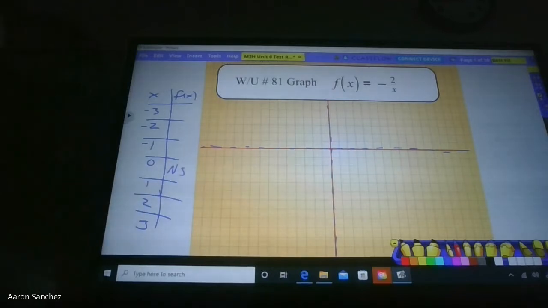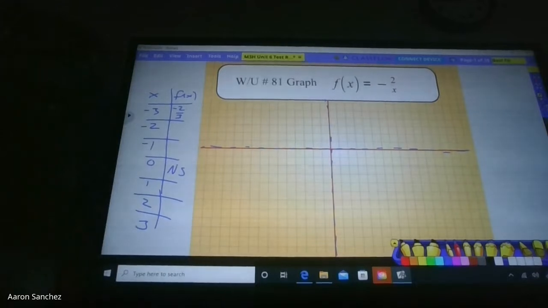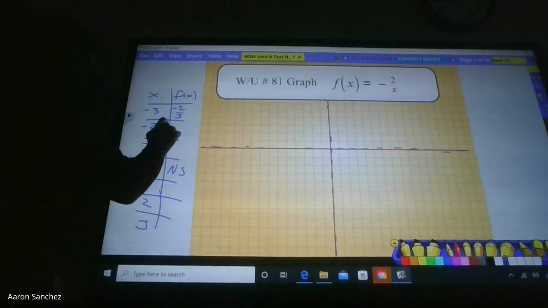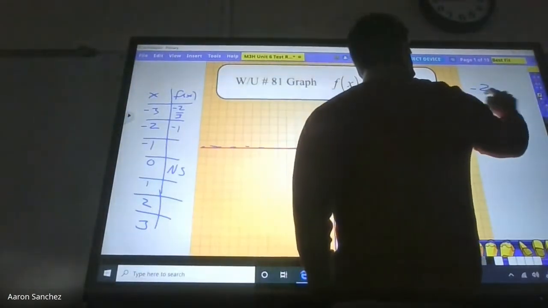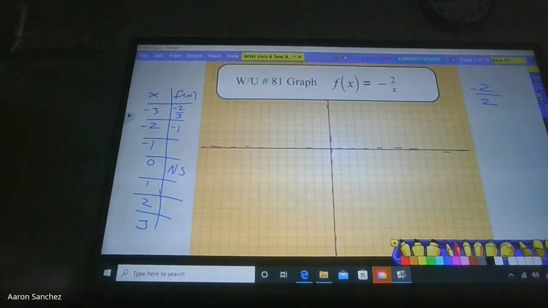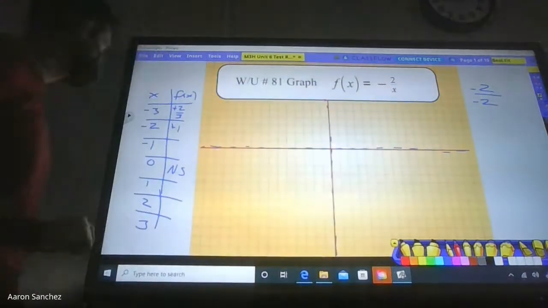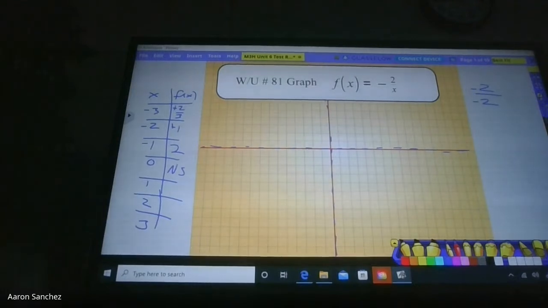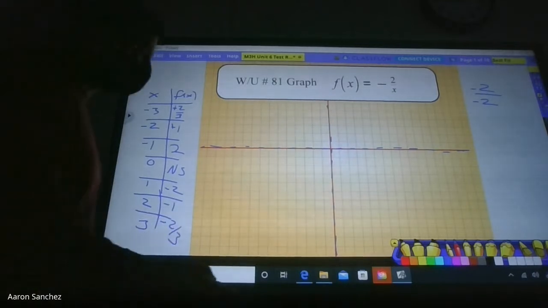0 is no solution, right? And then plug in -3, it will be -2 over 3, so -2/3. Put in -2, we get positive 1, since -2 over -2 is +1. Any questions on how I got that? Plug in -2 for x, and -1 gives +2 because -2 over -1 is +2. No solution with 0. Then -2 over 1 is -2. -2 over 2 is -1. And -2 over 3 is -2/3. And so we can go ahead and graph it.